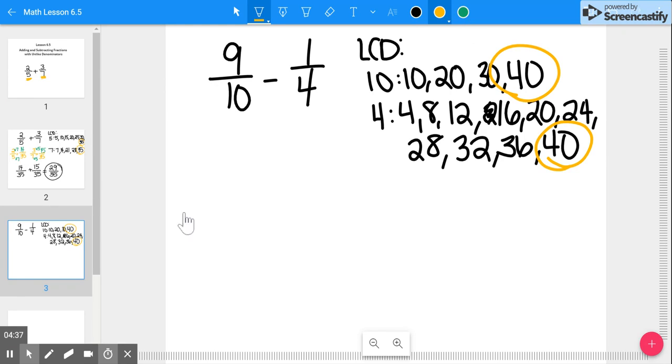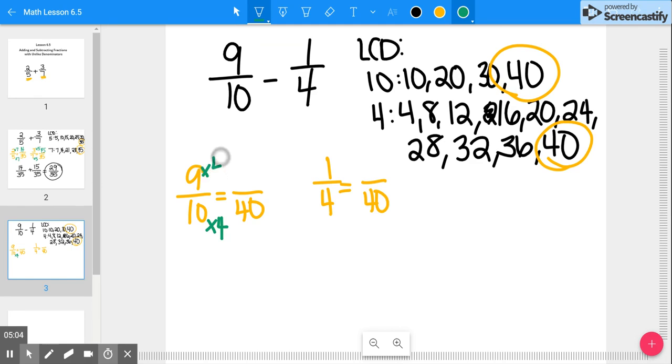So now I'm going to go over here and find my equivalent fractions. 9/10 equals something over 40. And my other one, 1/4 equals something over 40. So now I need to find my equivalent fractions. I'm saying 10 times what number got me to 40? Well, 10 times 4 gave me 40. So what I do to the bottom, I do the exact same thing to the top. So 9 times 4 is 36.